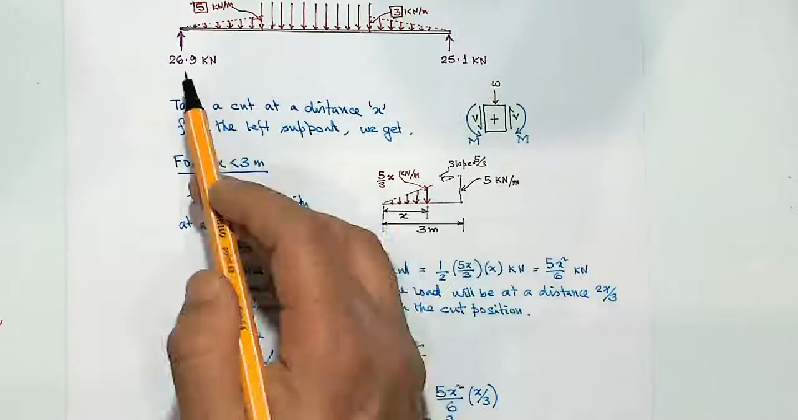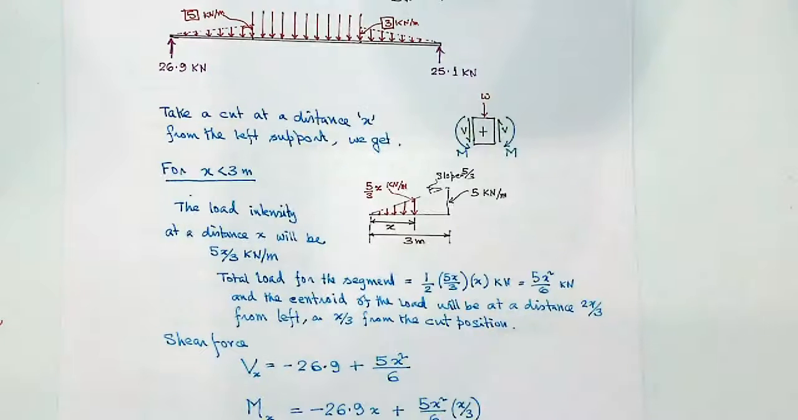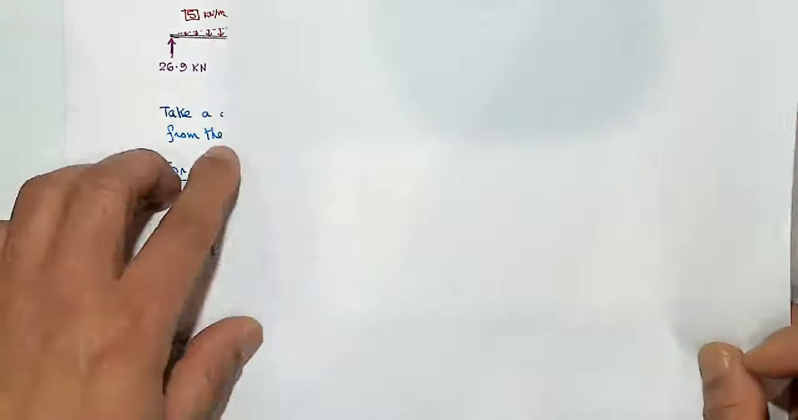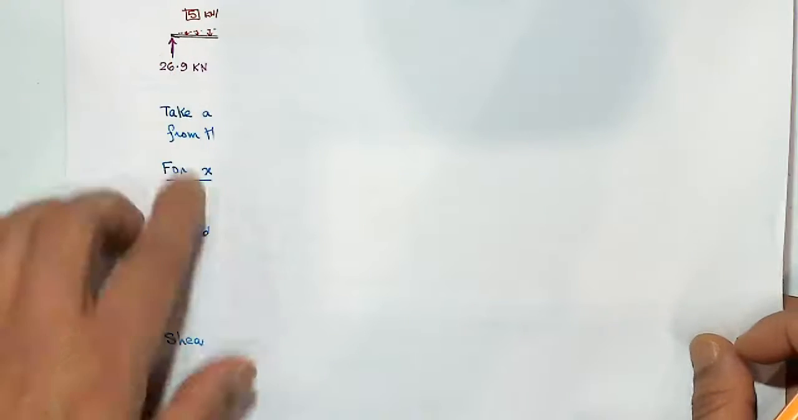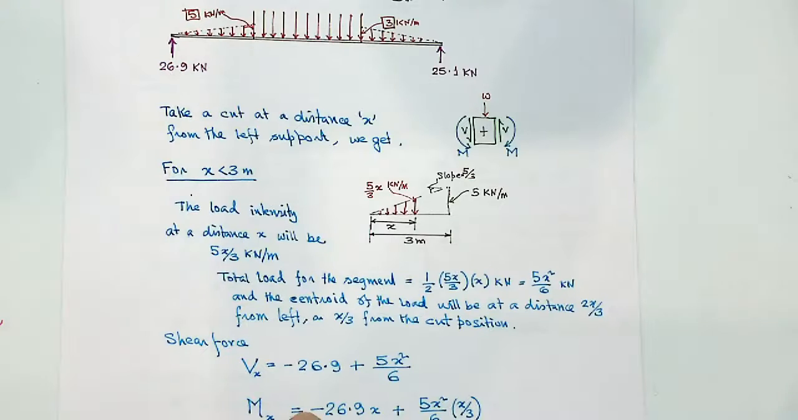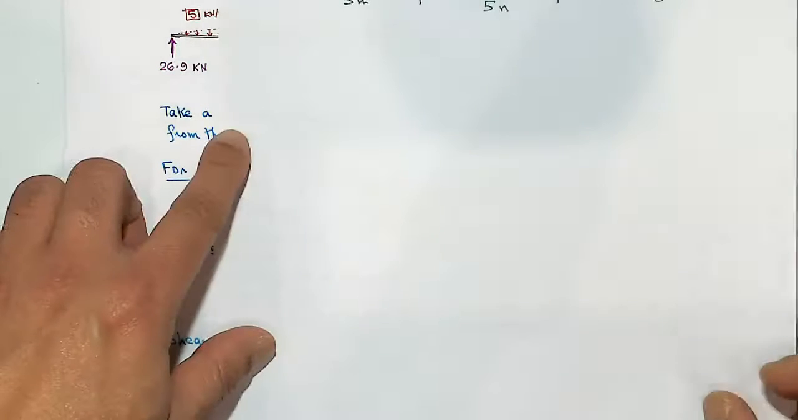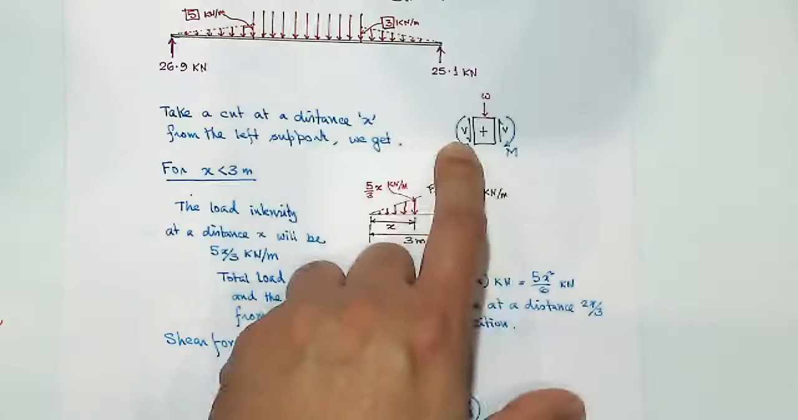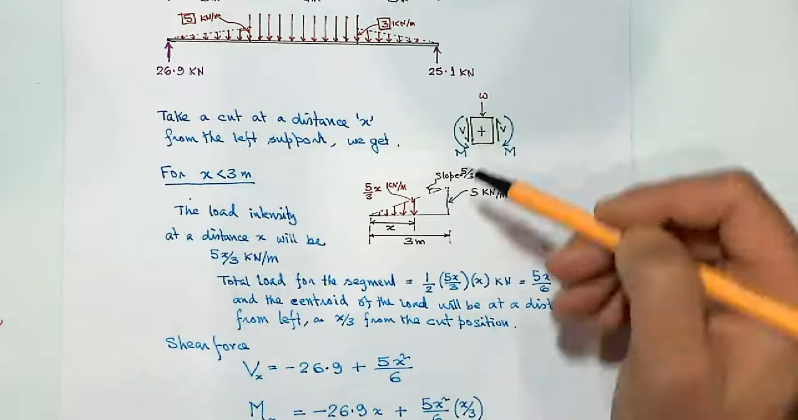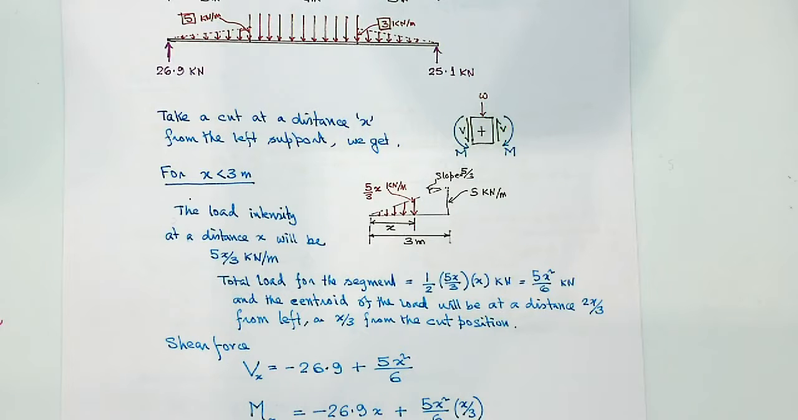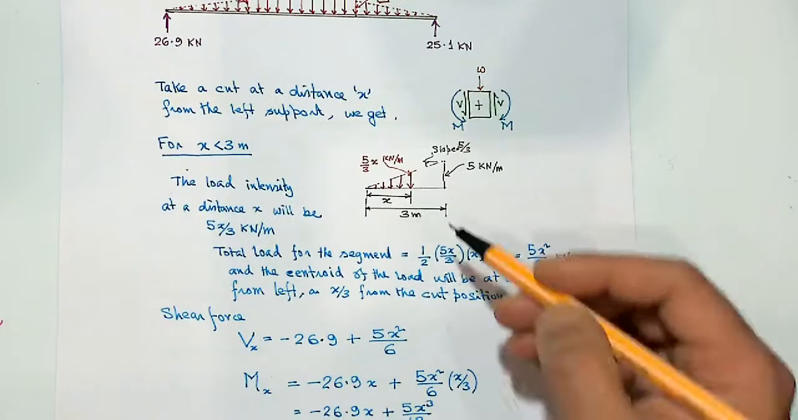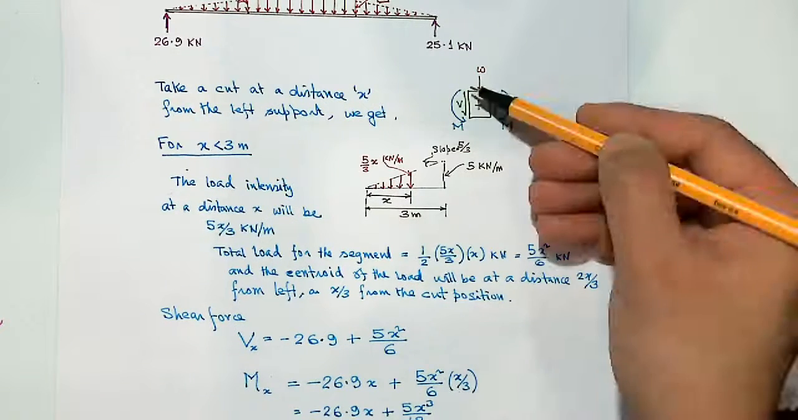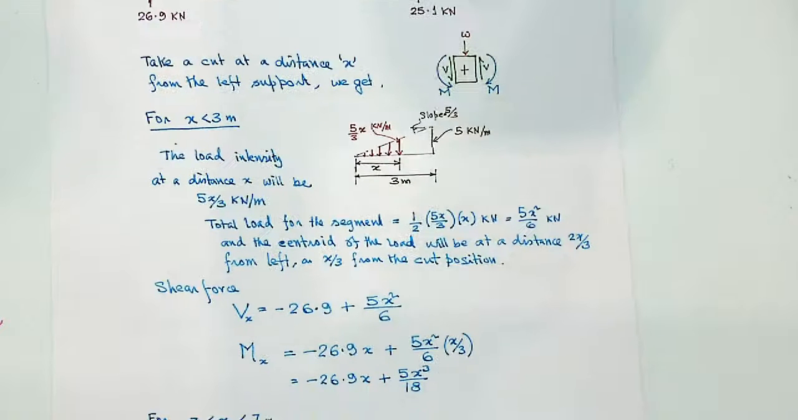Moment similarly due to two loads. So the moment due to two loads, one load is due to 26.9, so that is minus. Why minus sign? Because that moment will create clockwise rotation in this way. Now what is my sign convention for moments at the left hand side? Anti-clockwise is positive, so that's why negative sign. And then the moment due to this is anti-clockwise, so that's positive, that gives you 5x cube over 8.